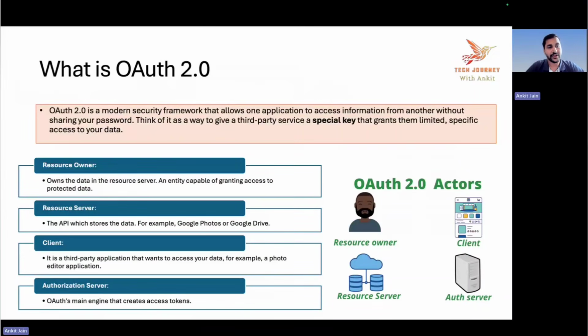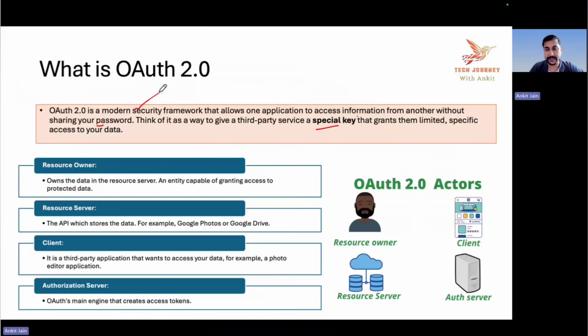Now let's come to the definition of what is OAuth 2.0. OAuth 2.0 is a modern security framework that allows one application to access information from another without sharing your password. We already discussed that, so I'm not repeating it one more time. Think of it as a way to give a third-party service a special key, which is nothing but an access token that grants them limited, specific access to your data. The only thing is, it is based on the modern security framework, which was lagging in the case of OAuth 1.0.